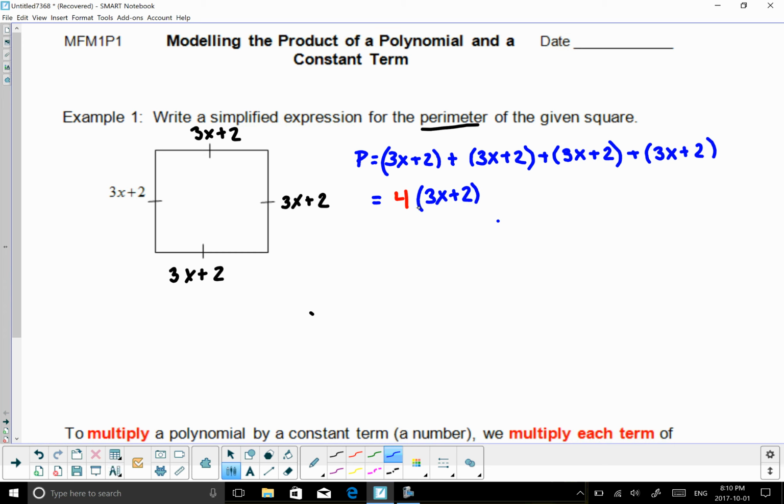As you recall, I'm not writing the x in between because we don't want to confuse x with multiplication. So this means 4, and when it's outside the bracket, it means multiply. So remember, this operation is multiplication. So this really means 4 times 3x plus 2. Okay.